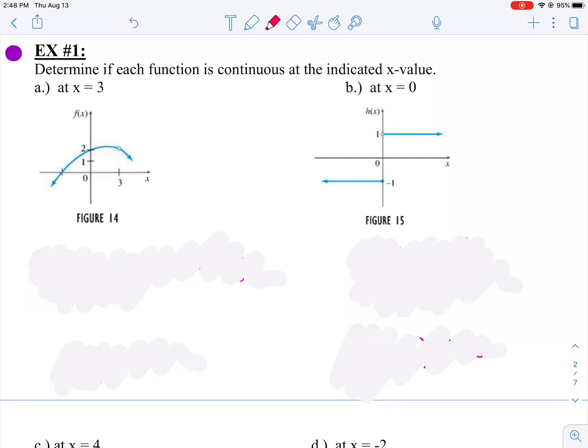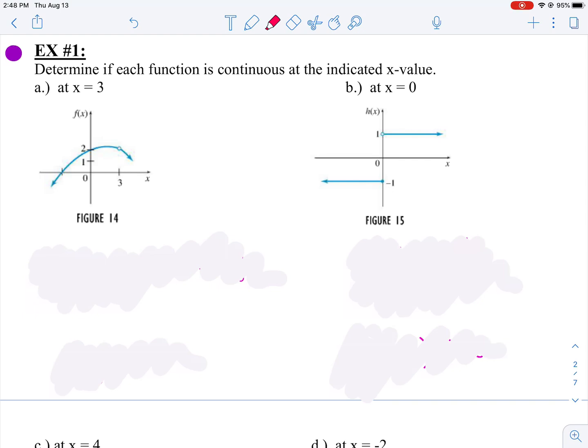All right, let's practice continuity. So in example number 1, it asks us to determine if each function is continuous at the indicated x value. So let's look at each graph, figure out if it is continuous, and if it's not continuous, what rule is broken and what kind of discontinuity does it have?